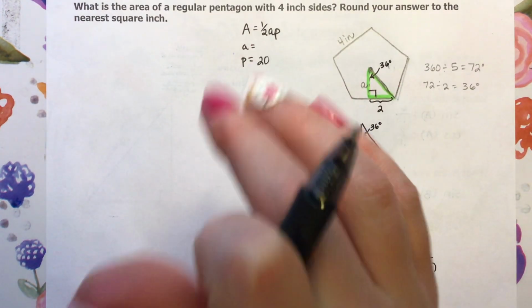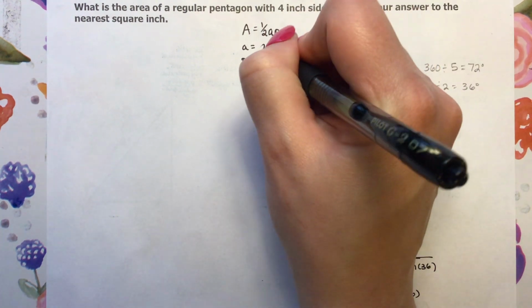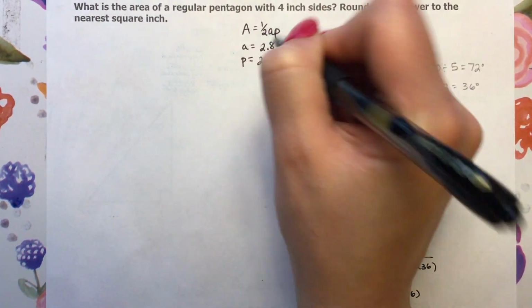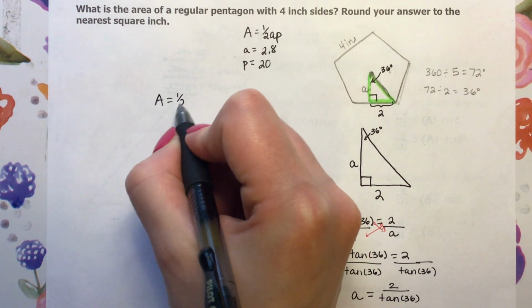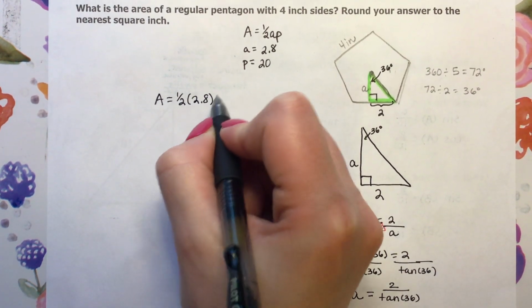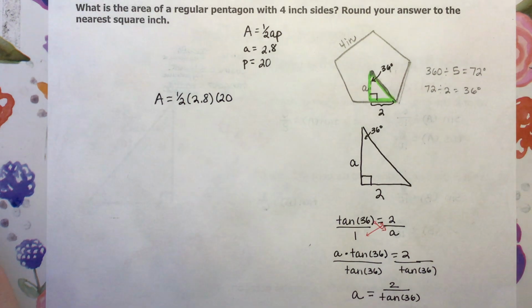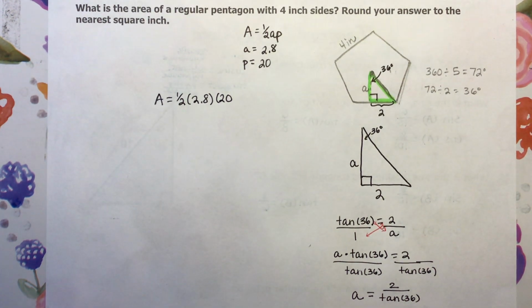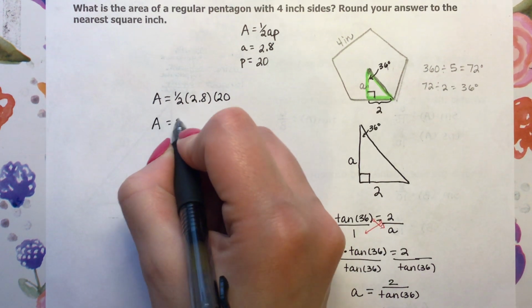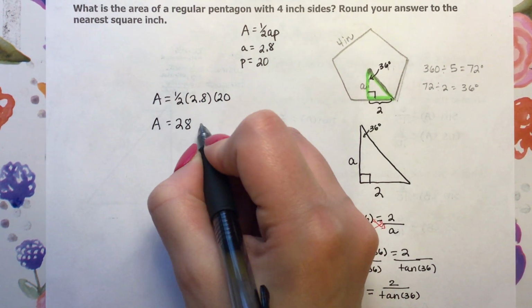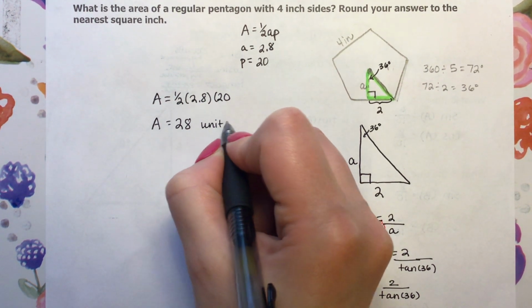Let's stick that into our A spot. Now we're going to substitute all that into our formula. So area is equal to 1/2 times 2.8 times 20. And when I do all that, I'm getting the area is equal to 28 units squared.